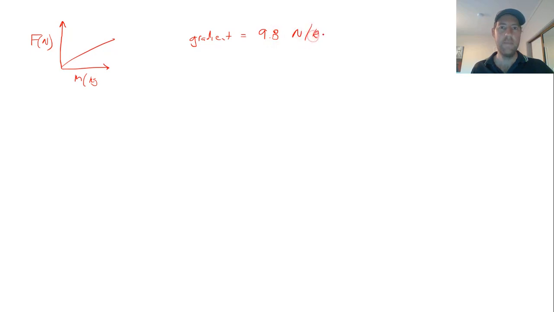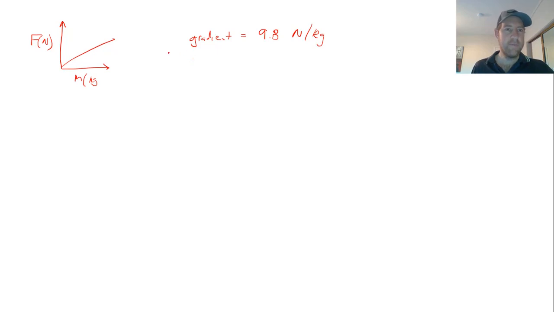So my graph, and you've already got your graph hopefully on Logger Pro or in your book. You should have a little sketch of what it looks like. Force in newtons, mass in kgs. It was a straight line. The gradient was 9.8 newtons per kg.